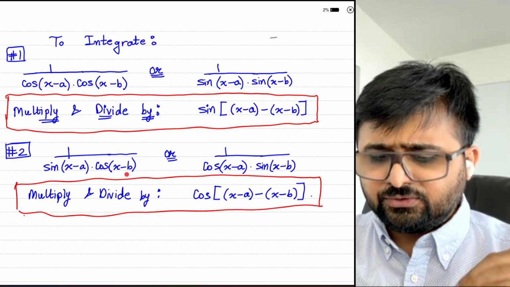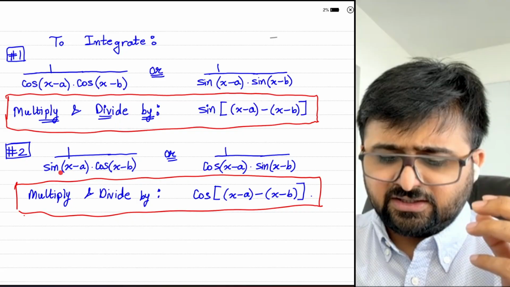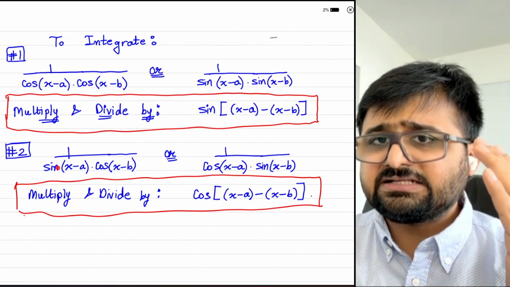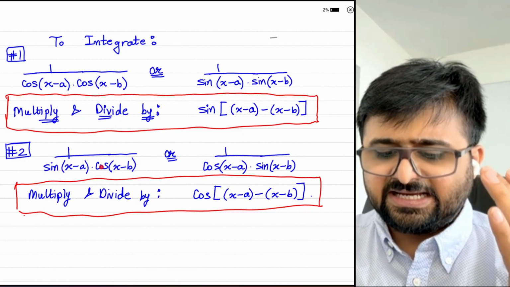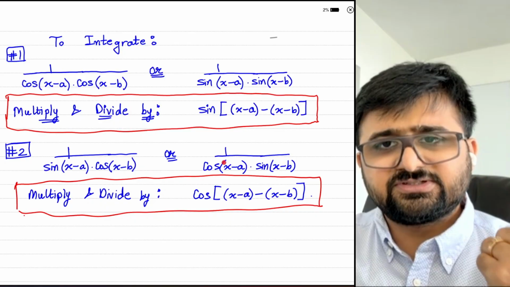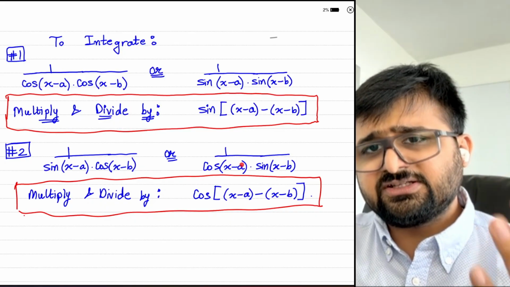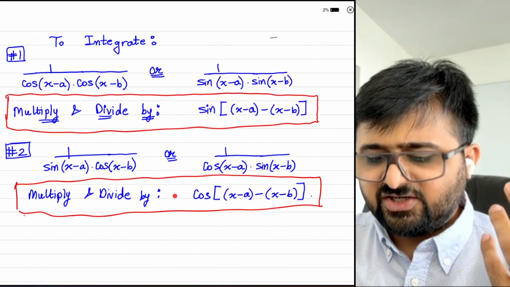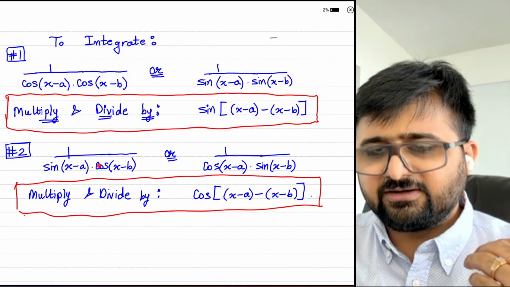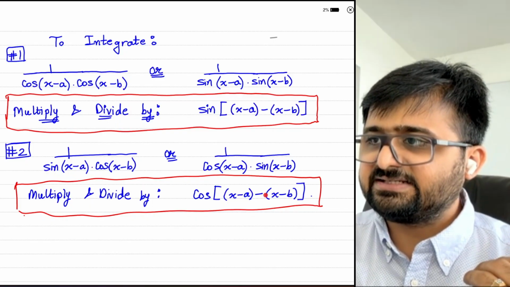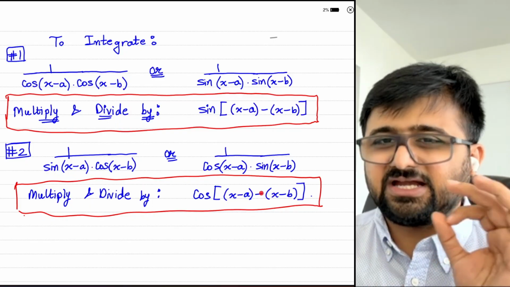Rule number two is the exact same idea. If you see the compound angles of the sine terms, which is sine times cos or cos times sine, the opposite is what you multiply and divide by. So you multiply and divide by cosine of the difference of those two angles, which is (x minus a) minus (x minus b). I hope this is clear.